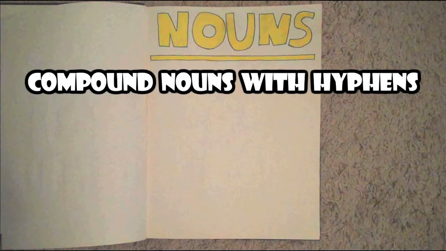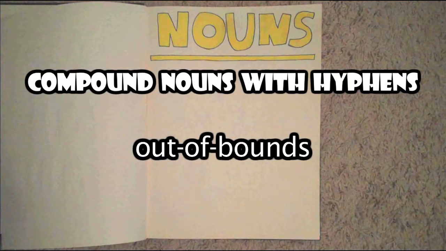Compound nouns with hyphens are the third type. A very good example of this would be out-of-bounds. We would normally say this if a baseball, football, soccer ball, or basketball goes beyond a certain point. The word out-of-bounds is considered a compound noun.